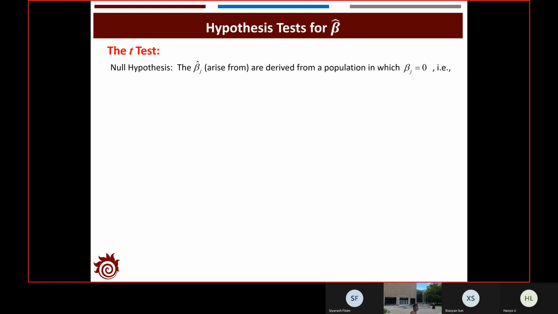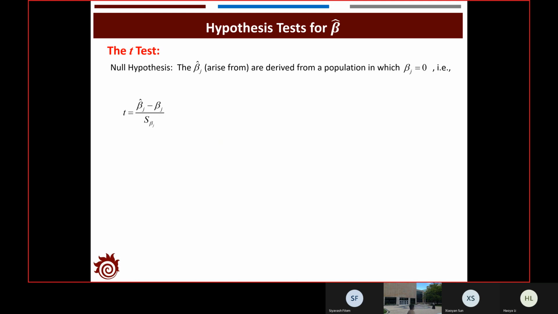Now for the hypothesis test, we want to check whether the variable j is significant or not, which means whether beta j should be 0. If it's 0, it means that we don't need to use the variable j in the model. So to do the hypothesis test, we have a null hypothesis. We assume that beta j is 0, so that's the null hypothesis.